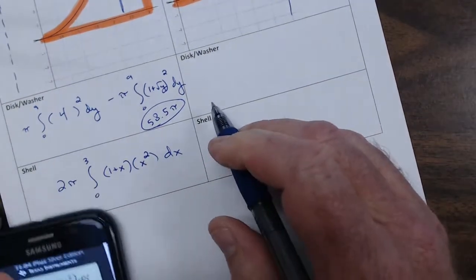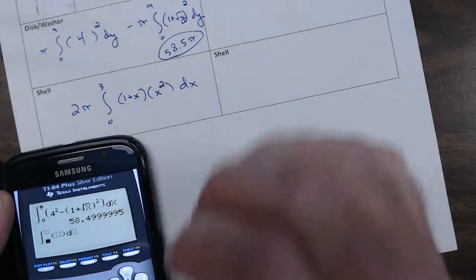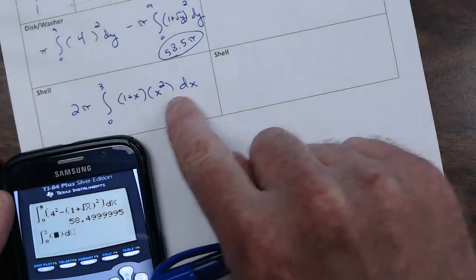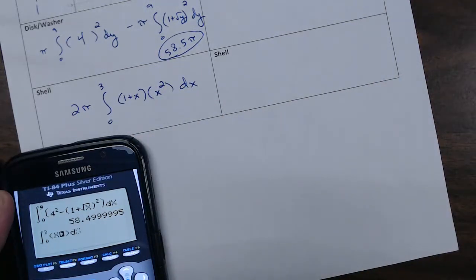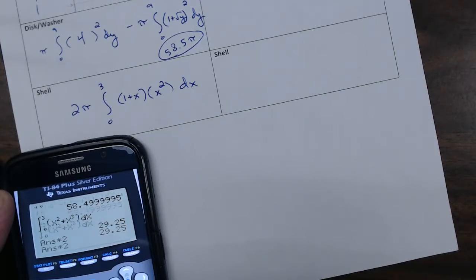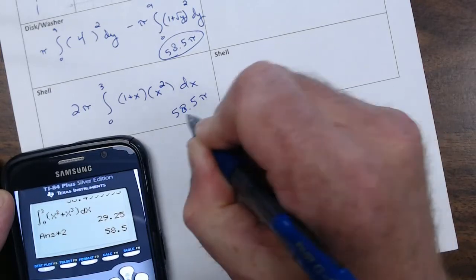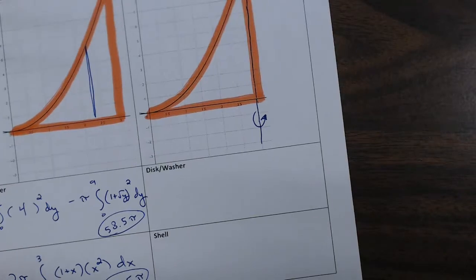Let's see what happens with the shell method now. I'll save the 2 pi till the end. And I could either type it in as is. I'm just going to distribute and say x squared plus x cubed. And then at the end I will multiply in the 2 and the pi. So times 2, there's our 58.5, and times pi. All right, let's take a look at the next one here.